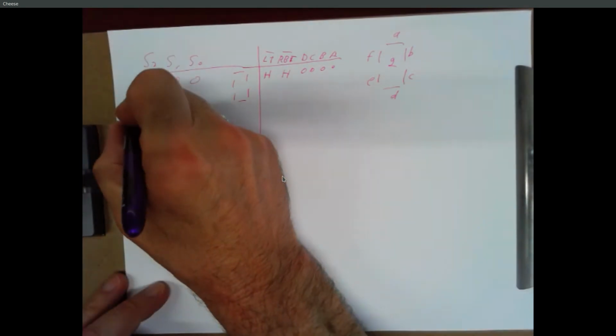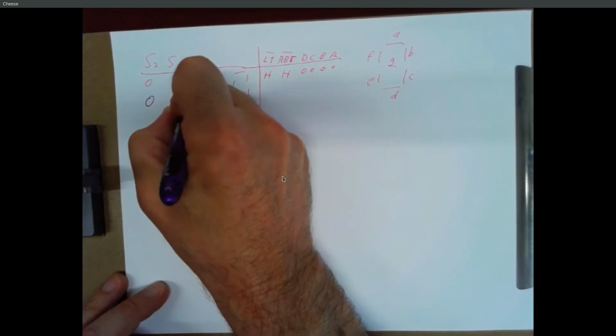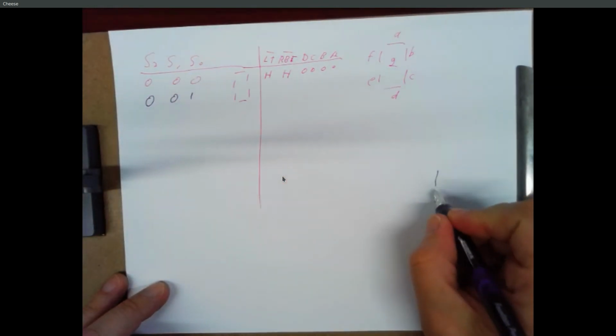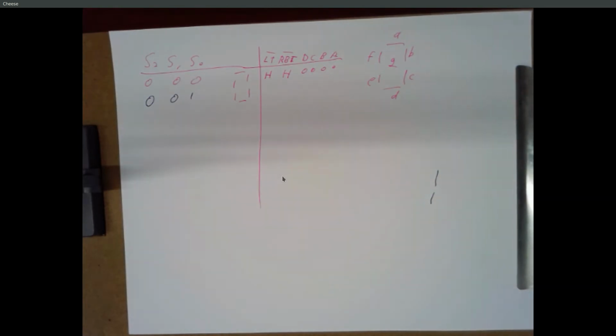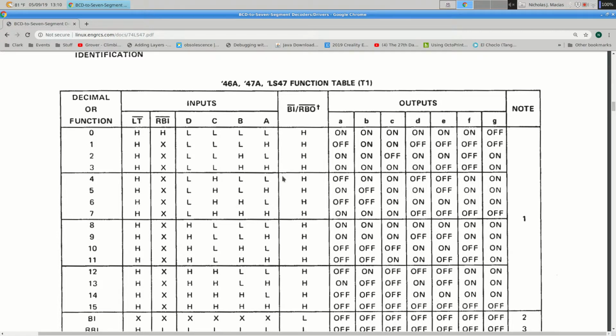Okay, now if my sum happens to be 0, 0, 1, then I want my display to look like this. So I want B and C to be on, everything else off. And magically, that's what the second row of the table corresponds to. B and C are on, everything else is off. So the inputs for that, LT bar should be high, RBI bar says don't care, DC, B should be low, A should be high.